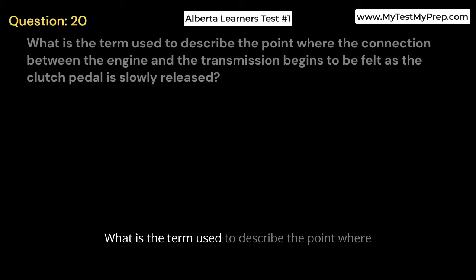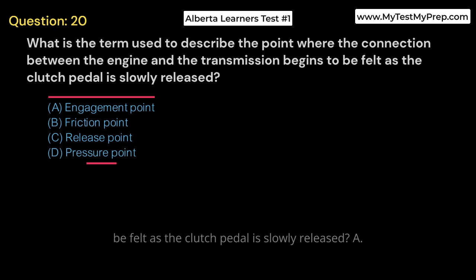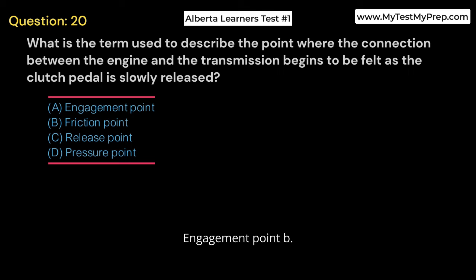What is the term used to describe the point where the connection between the engine and the transmission begins to be felt as the clutch pedal is slowly released? A. Engagement point. B. Friction point. C. Release point. D. Pressure point. Answer B. Friction point.